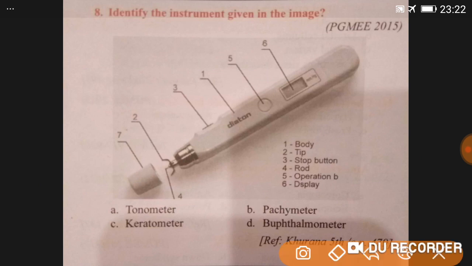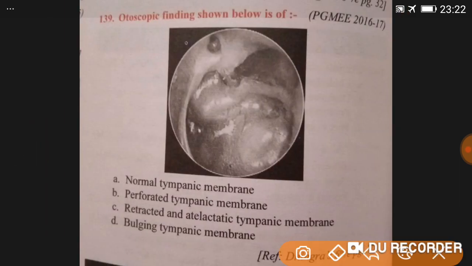Identify the instrument given in the image. This is tonometer. This is known as tonometer. Remember. Now, otoscopic finding shown below is of retracted and atelectatic tympanic membrane. Okay.